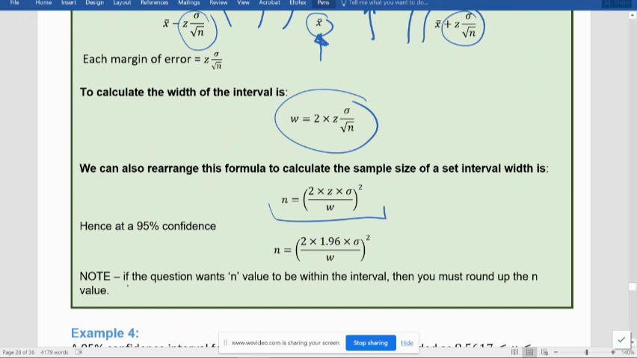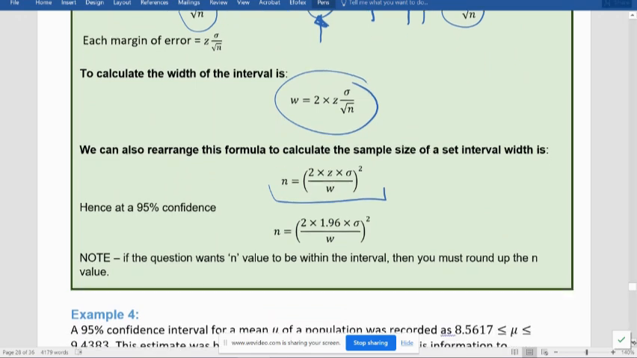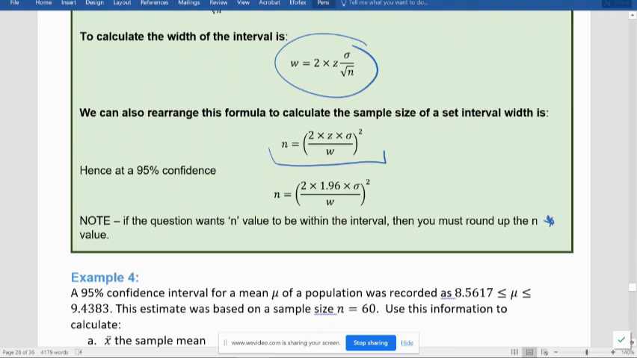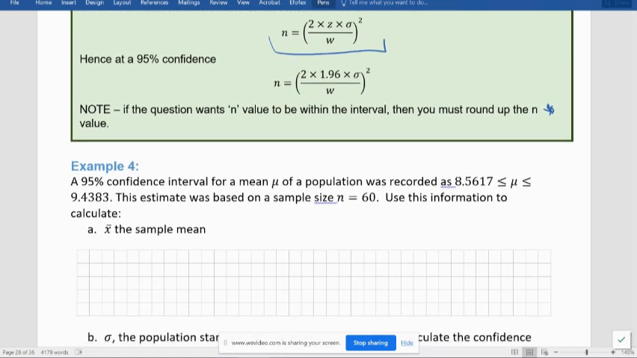And you'll notice here it just says note: if the question wants the n value to be within an interval, you must round it up. And we'll talk about that when we do a question. All right, so let's have a go at some questions with regards to all this stuff.